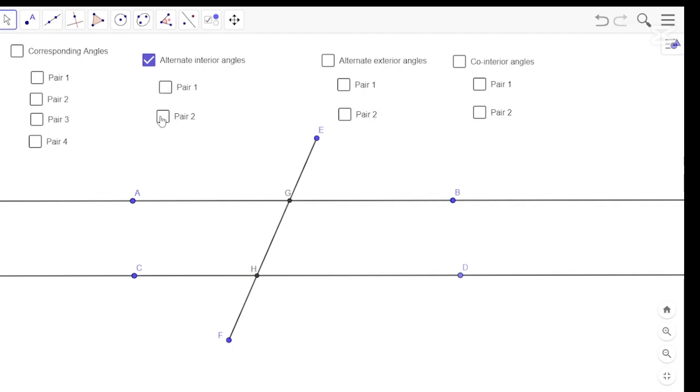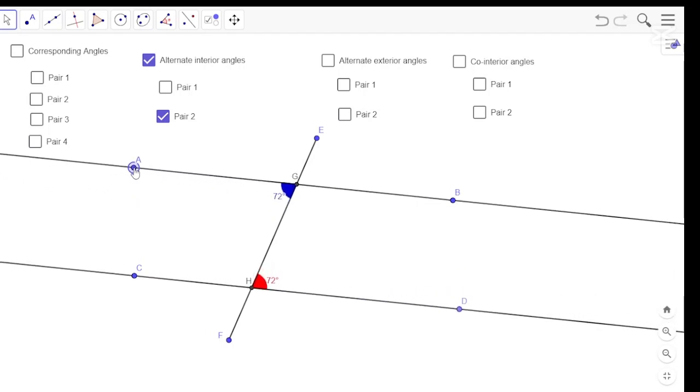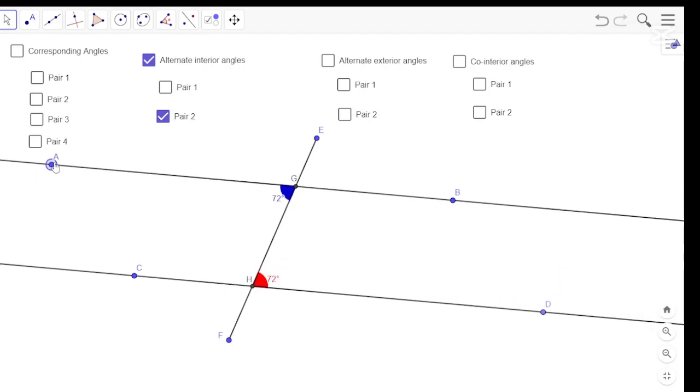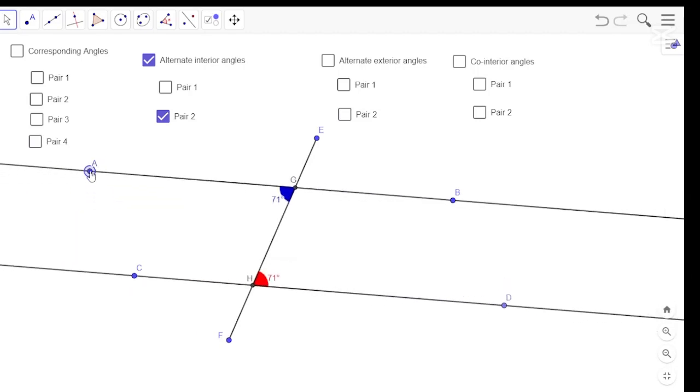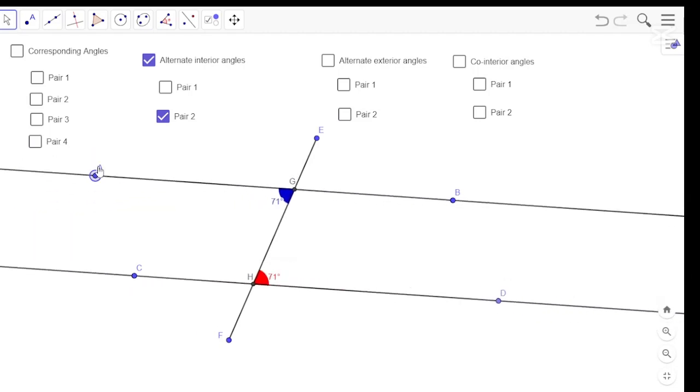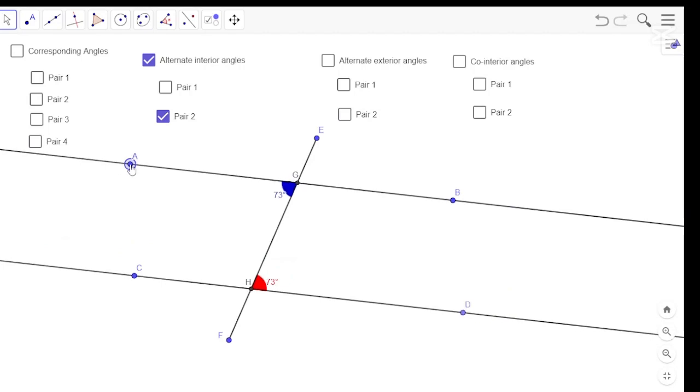Let's look at pair 2. We can also see that angle AGH is also congruent to angle DHG. So we have 66 degrees and 66 degrees. Once we change the positioning of the parallel lines, the angles keep changing but remain the same. They are still congruent.